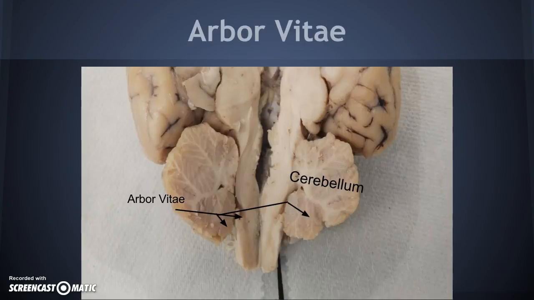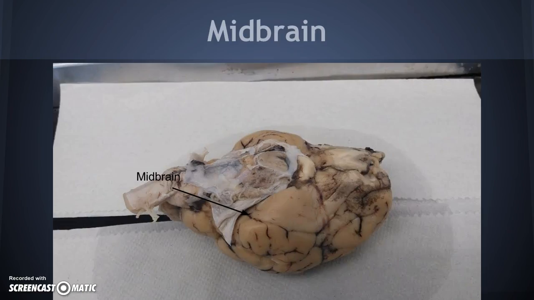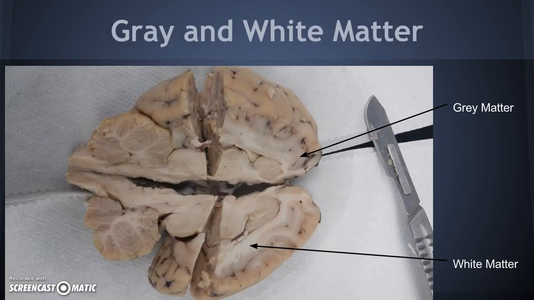Next, we have the arbor vitae. The arbor vitae is the white lines in the cerebellum that resemble tree stems. The midbrain is located between the pons and the optic chiasma. The gray matter is the darker shades of the brain, whilst the white matter is the lighter shades.